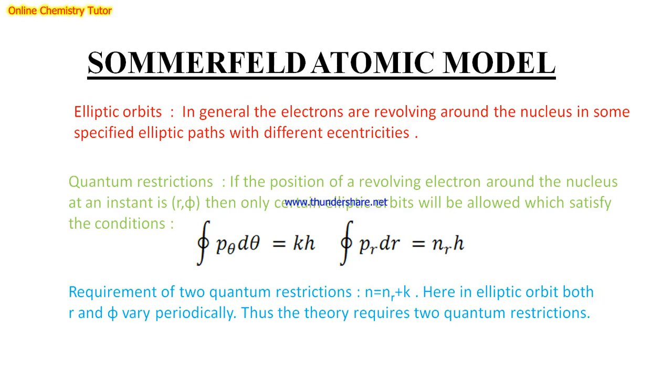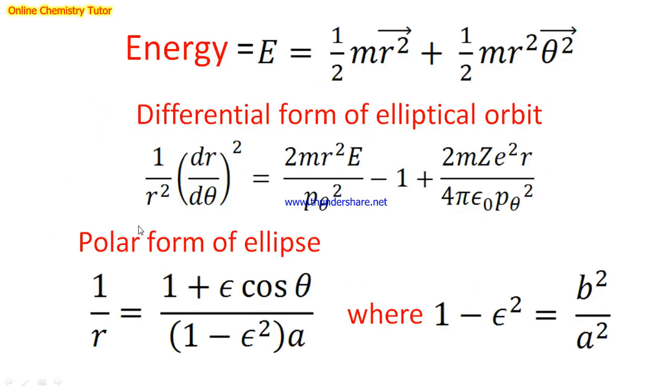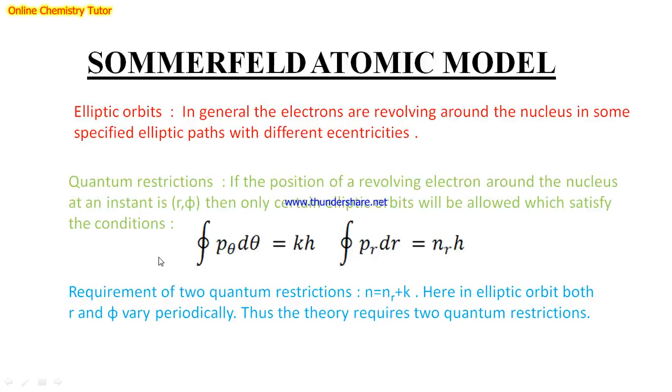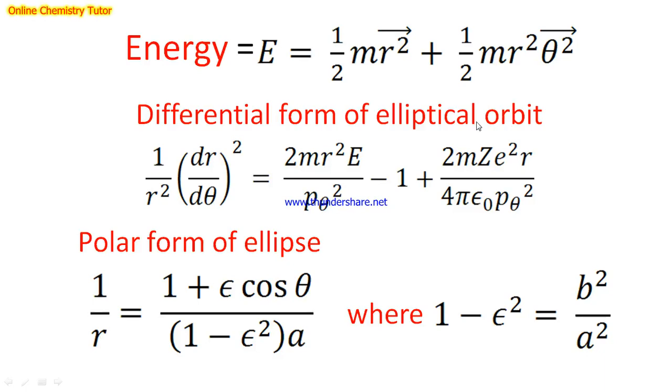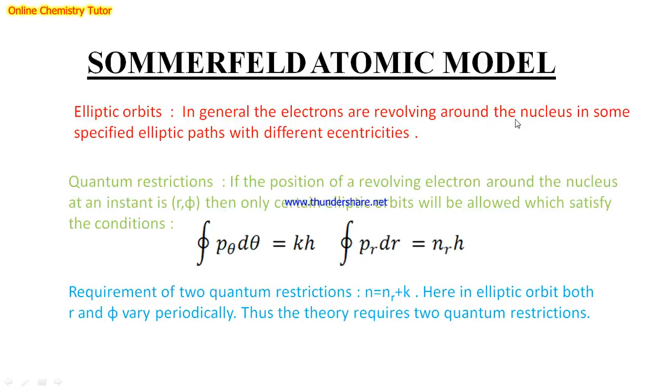Okay, thank you. So in the Sommerfeld atomic model, these are the conditions, these are the postulates. Number one, elliptic orbit. In this postulate, Sommerfeld has told that electrons are revolving in the atom around the nucleus in some specified elliptical path with different eccentricities.